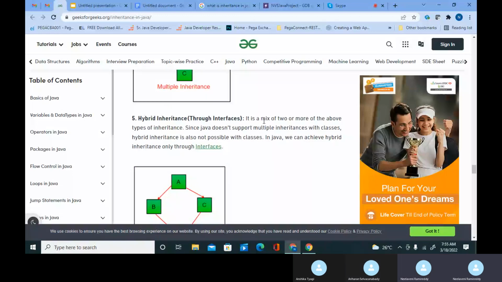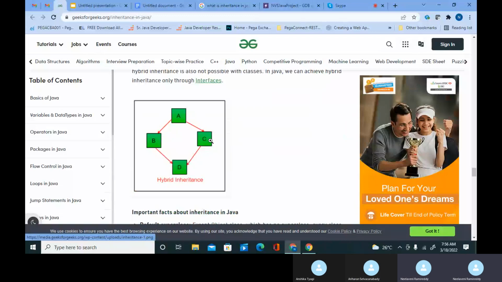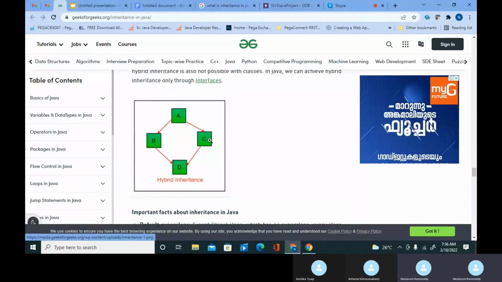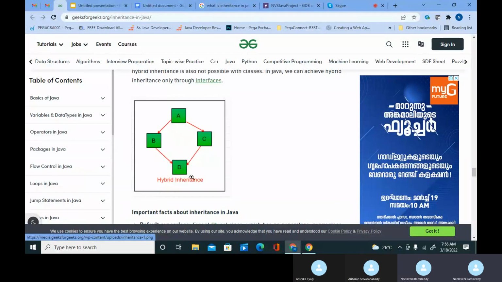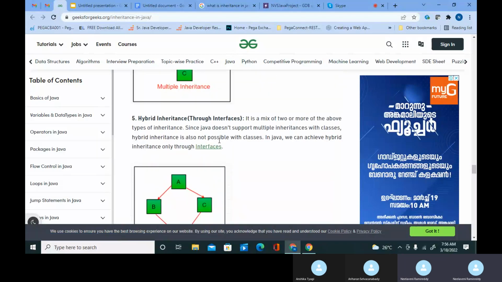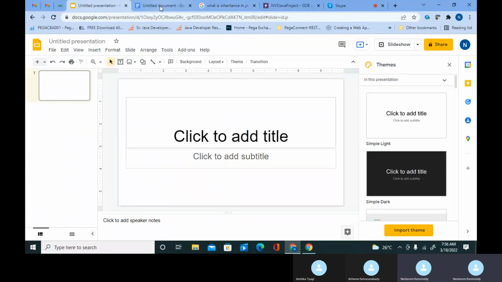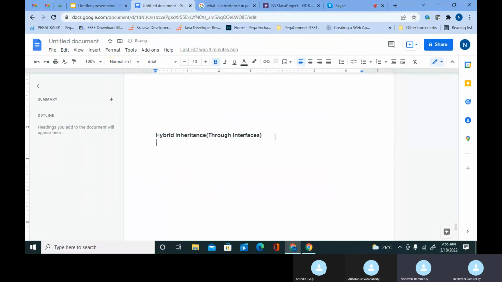See, for example, A class is there, B class is there, C class is there. So maybe B class extends A, and C class also extends A, and D class is there, or D class is going to extend B, or it's going to extend C also. So these two data also we are going to achieve here. I'll tell you what they are telling us.